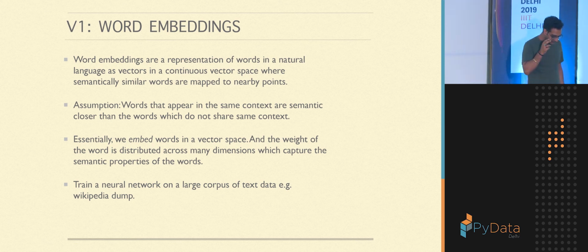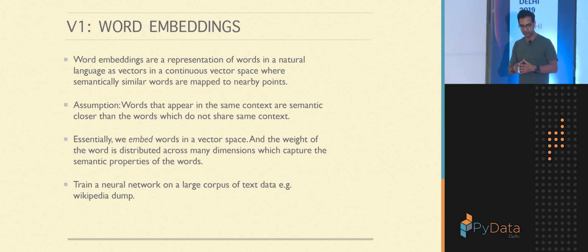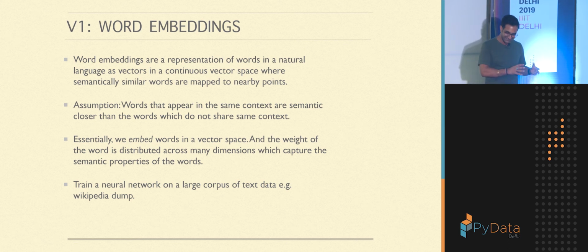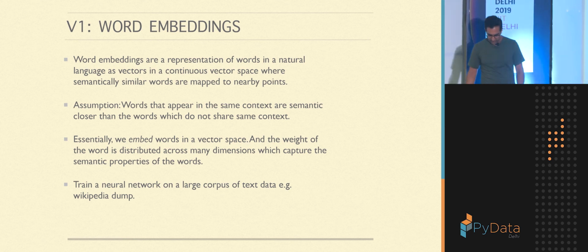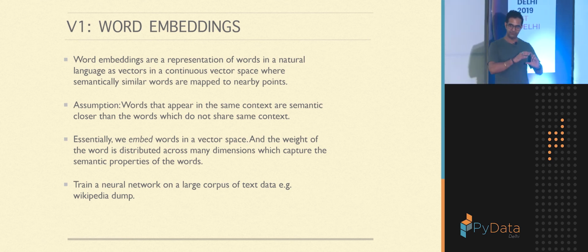So can we create a representation of words such that the semantic similarities between words get mapped to mathematical similarity in that space? For example, if we take the vector of apple and the vector of banana, and compute the cosine similarity between them in that vector space, right?